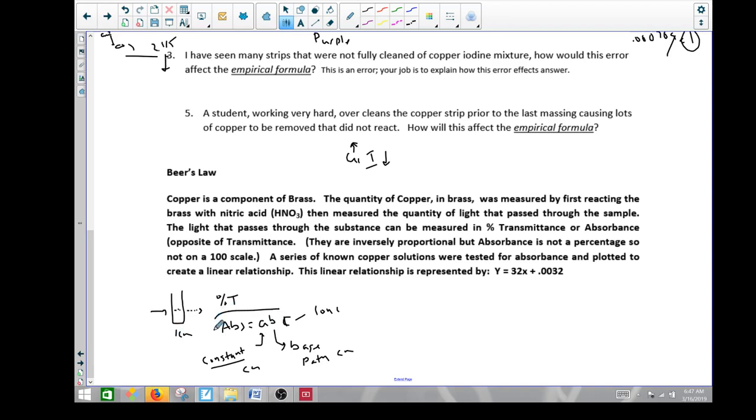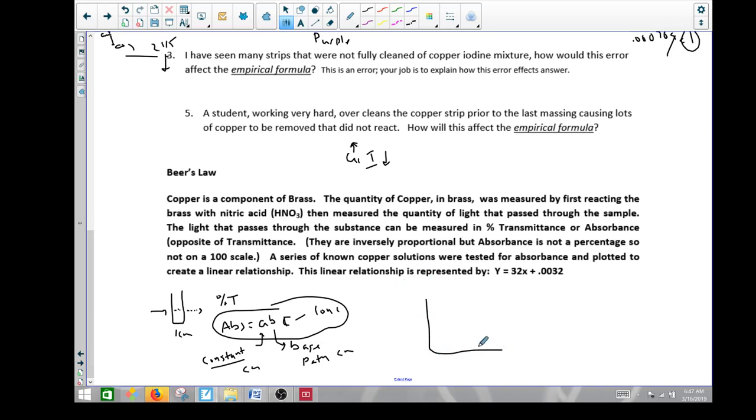Pretty simple mathematics. I haven't seen it come up in a couple of years, but if they give you A, they give you B, they give you absorptivity, you could solve for concentration, vice versa. The last way we do this is maybe more common.